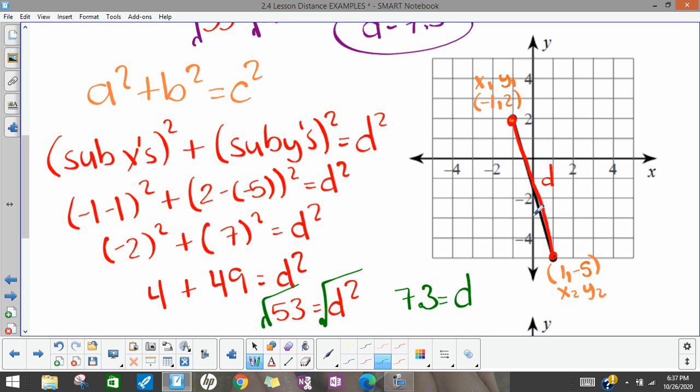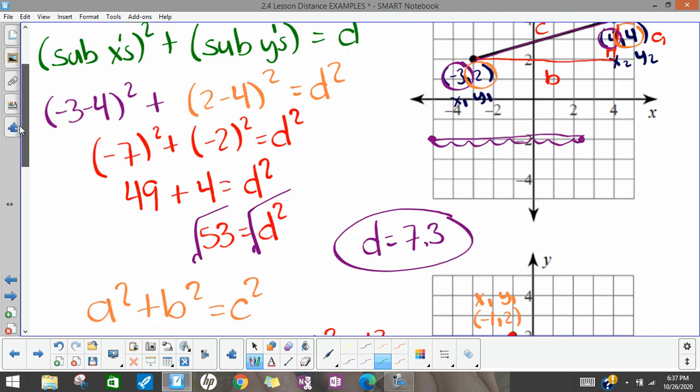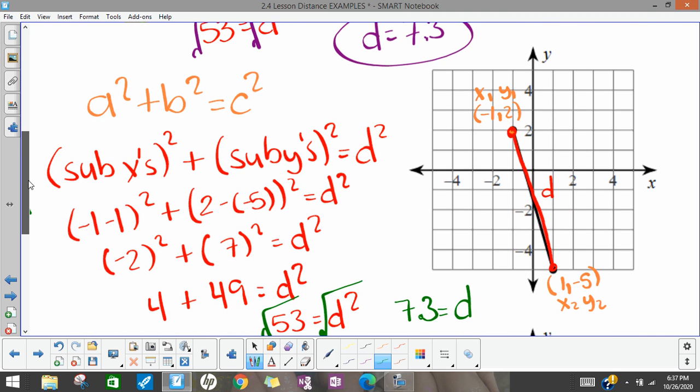So again, this segment is about the same, or is the same length as the one up here, and they actually kind of look like that. They're just slanted differently in the coordinate plane. Again, it would be 7.3 units long.